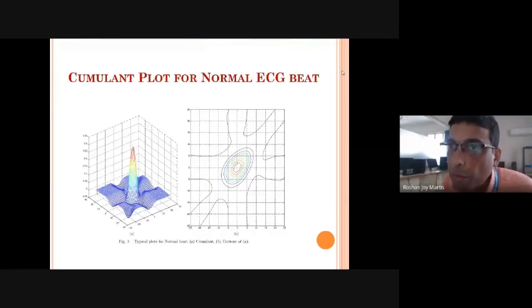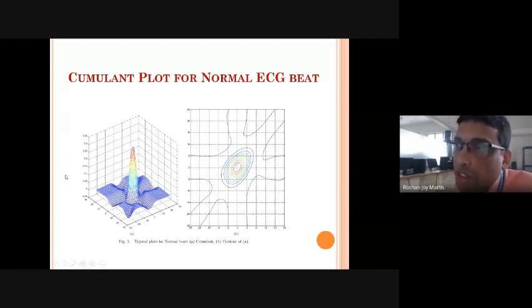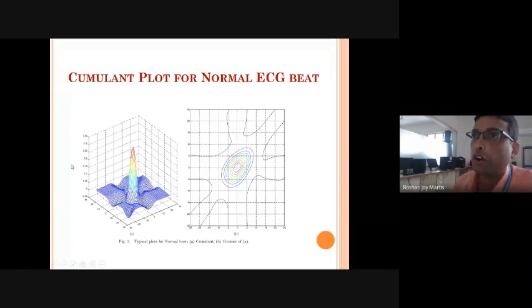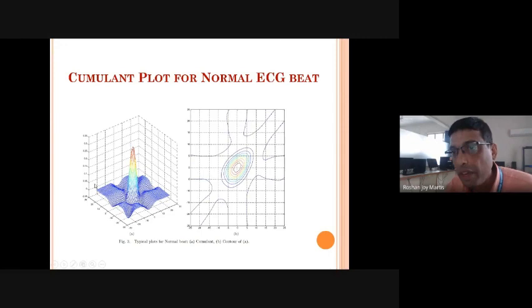Okay, so in my problem, I found a cumulant. It was looking like this for a normal ECG beat. ECG is a long measurement, a long strip. Per minute you will find 60 to 80 cycles, and I can take one cycle, and for one cycle I'm plotting the cumulant like this for a normal beat. The second plot is nothing but a slice of this three-dimensional plot. It is looking like this in 3 dimensions. What I will do is fix a plane and cut it, and in that cross section, what I find is my second plot.